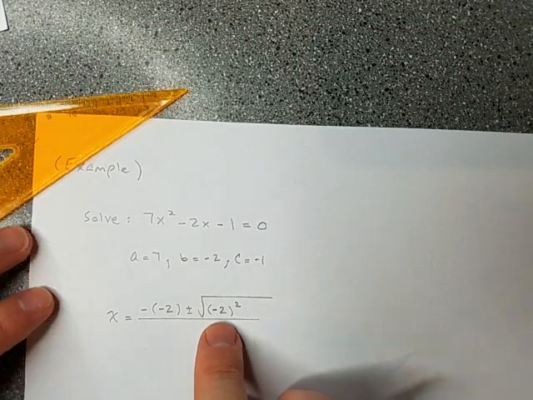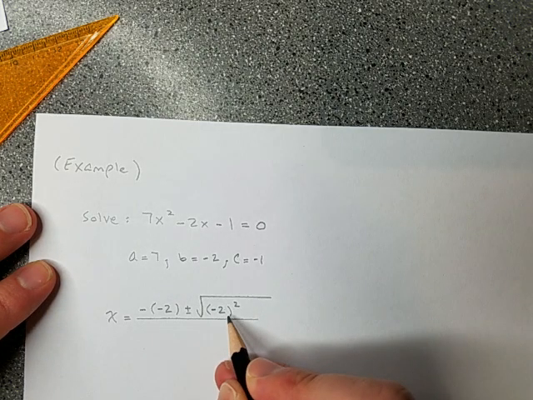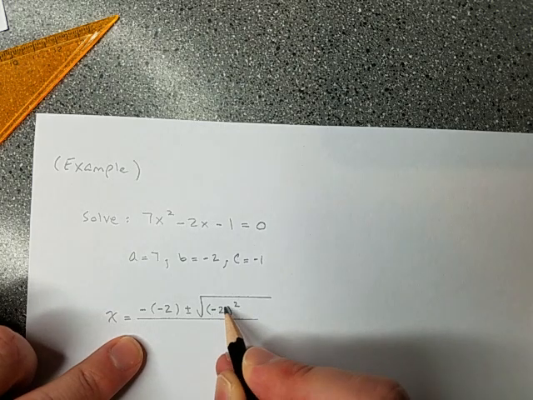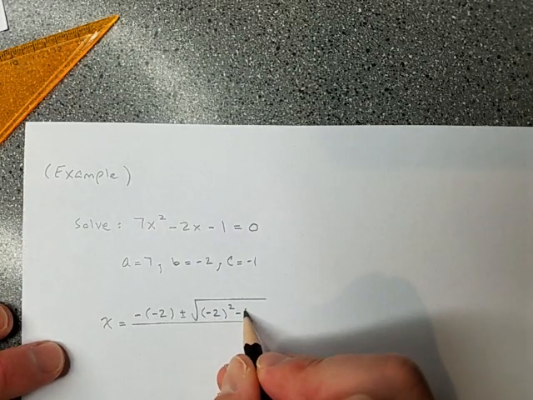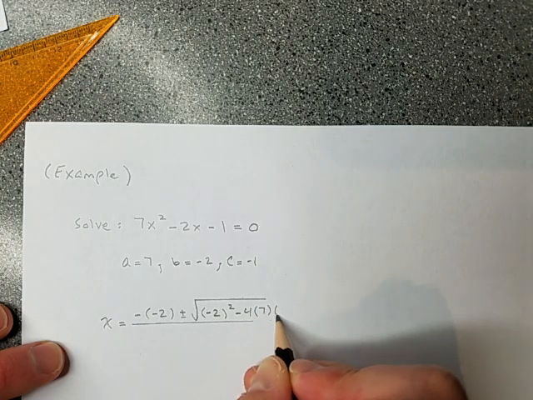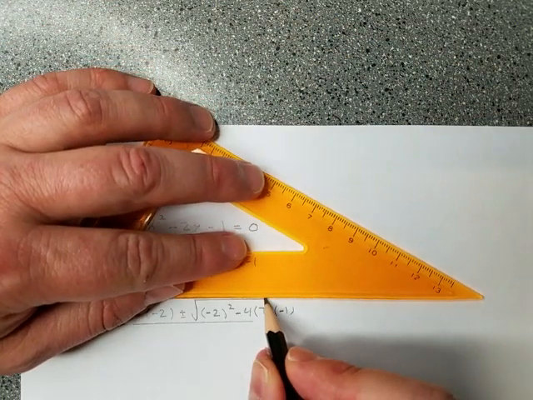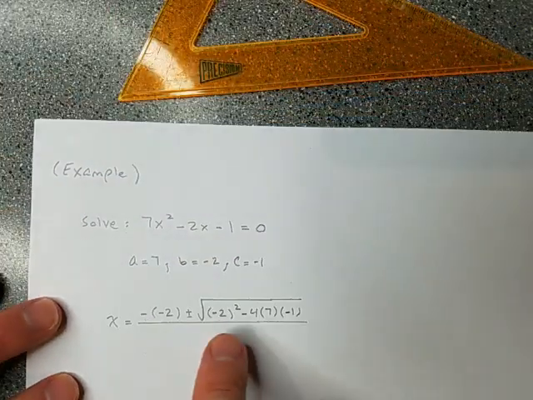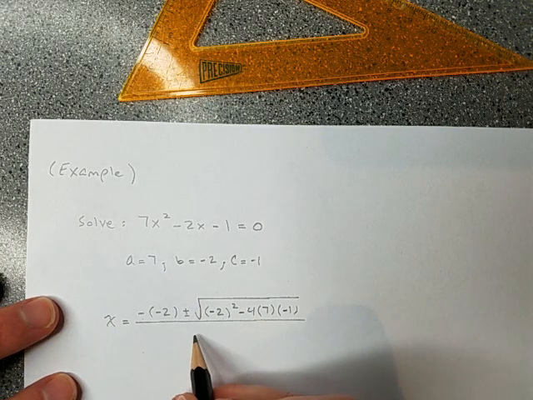So b is negative 2, I'm going to square negative 2. You see that the parentheses indicate it's not the 2 I'm squaring, it's the number negative 2. That's what's in there. So b squared minus 4ac. Okay, so sorry, I want to make this nice and neat. So that's every number where it's supposed to be, the right way. Down here, 2a.